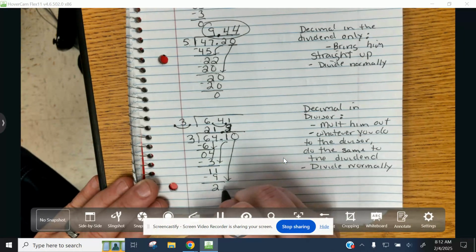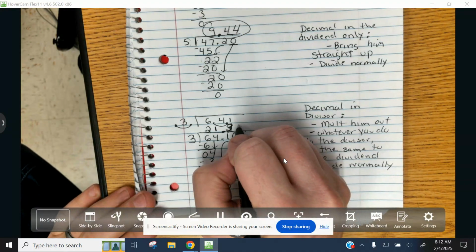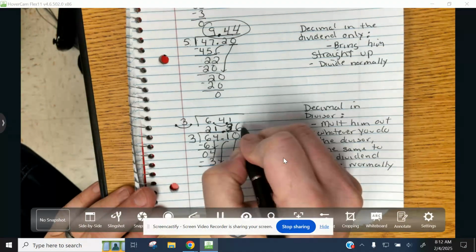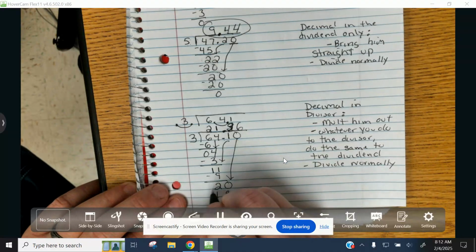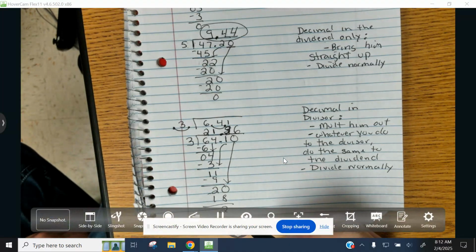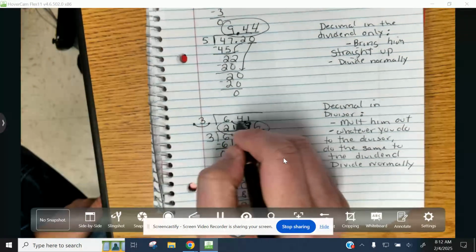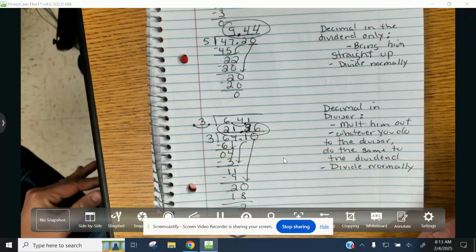I'm going to bring him down, and I'm going to put 20. How many times can 3 go into 20? 18. So I'm going to do 6. 6 times 3 is 18. But if you look, you're going to get 2 again, and it's going to just keep going. So that's called a repeating decimal. We're not going to worry about that. We're just going to stop right here, and I'll explain more about that in person.